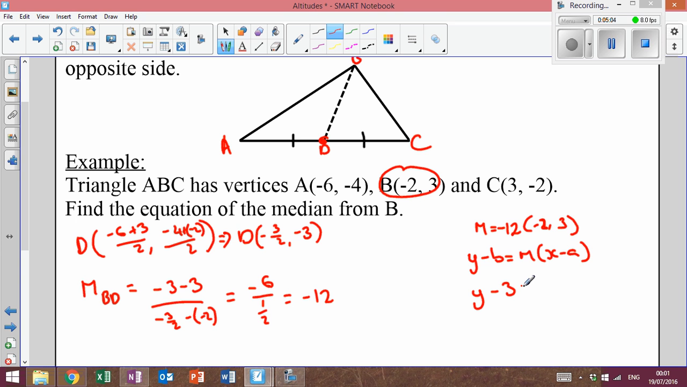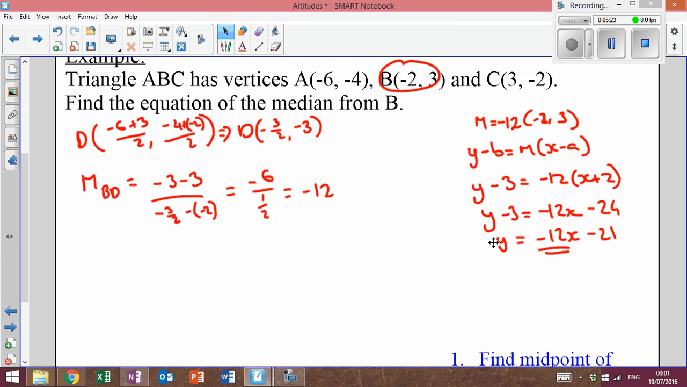So y minus 3 is equal to negative 12 times (x plus 2). y minus 3 is equal to negative 12x minus 24. And y is equal to negative 12x minus 21.